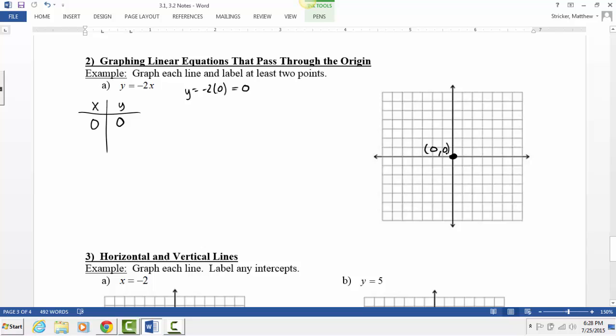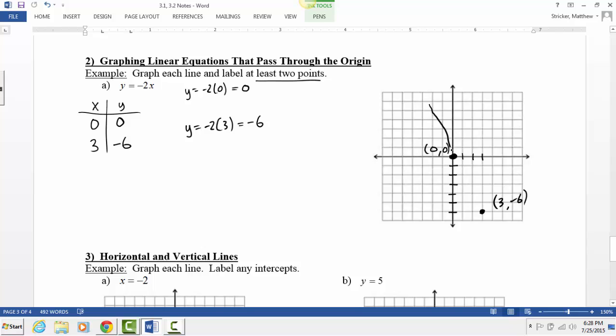And again, we need 2 points. We need to label at least 2 points, so pick another one, say 3. Okay, if I plug in 3, I get y equals negative 2 times 3. Negative 2 times 3 is negative 6. So there's another solution. We have 1, 2, 3. And then the y value is negative 6, so we go down 1, 2, 3, 4, 5, 6. 3, negative 6 is right there.